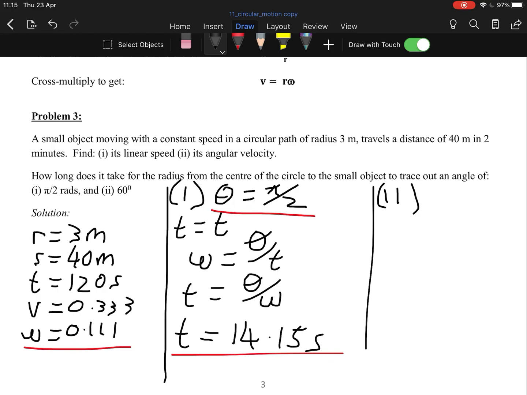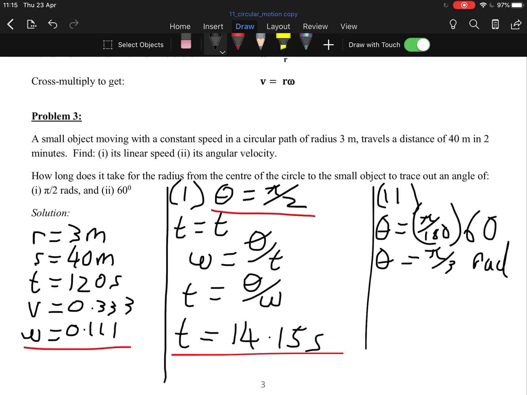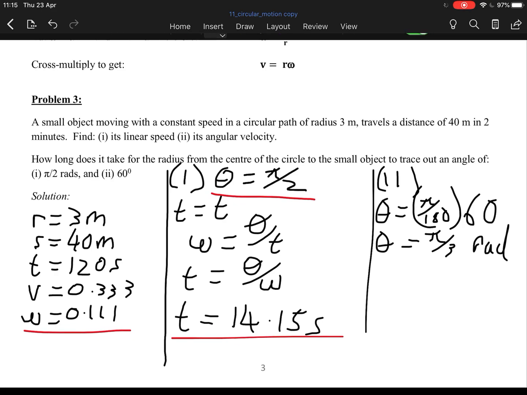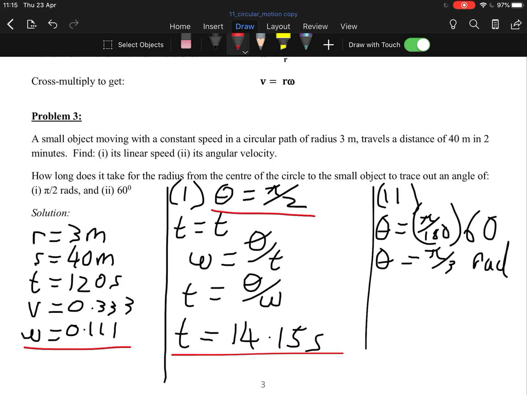Okay. Part 2, trace out an angle of 60 degrees. So what do we do here? Well, first we have to convert 60 degrees to radians. Okay, so theta is equal to pi over 180 times 60. Theta equals pi over 3 rad. Okay? So we have the angle again.